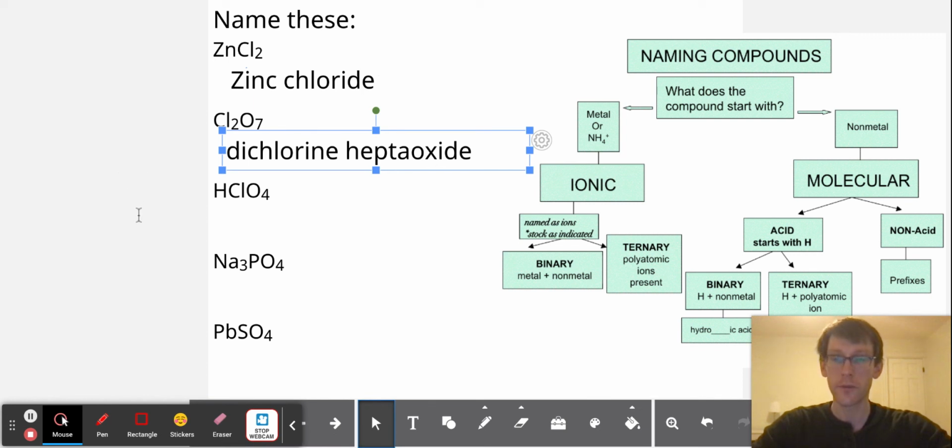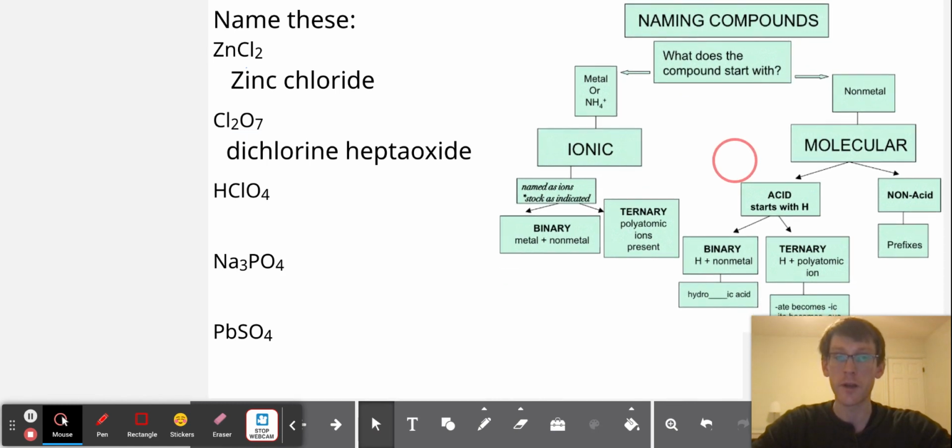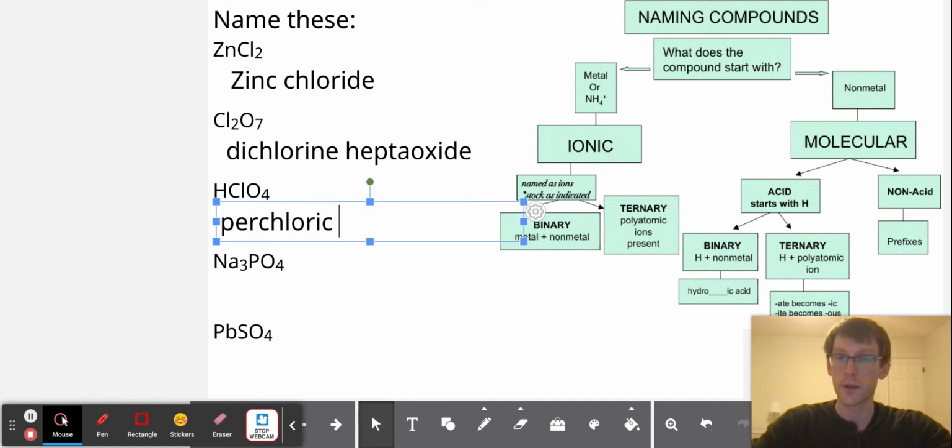Next, we go to HClO4. And because H is a nonmetal, we go to the molecular side of the flowchart. Because it starts with an H, we know it's an acid. And now we need to figure out which option. Is it binary or ternary? Well, because ClO4 is a polyatomic anion, we know it's ternary. And we can look up the name for ClO4 minus. The name for ClO4 minus is perchlorate, and perchlorate, that ate suffix, becomes ic when we are naming an acid. So we just simply call it perchloric acid.